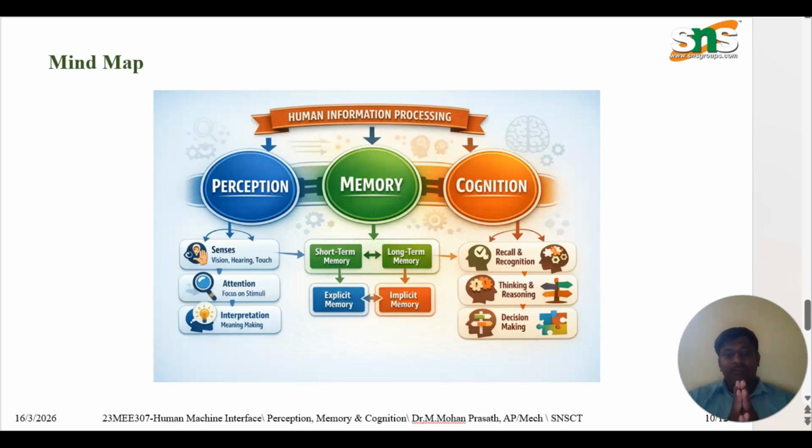This is the mind map. The perception includes senses, attention, and interpretation. The memory encodes the information. The encoded information is sent to the cognition, which performs problem solving.